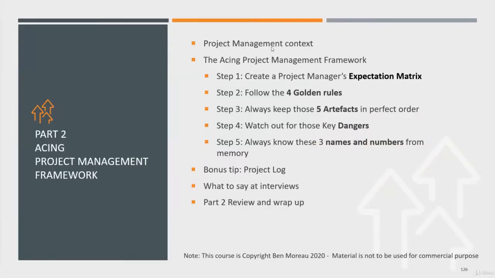We'll start off with the project management context. There's a framework made of 5 steps or 5 components, if you like: the expectation matrix, golden rules, the artifacts, the dangers, names and numbers to know from memory. We'll also have a bonus tip, which is a project log, which is not really strictly speaking part of the framework, but it's a very good tool. What to say at interviews, we'll also discuss that, and then we will finish by a review of what we have seen in part 2 and a wrap up.